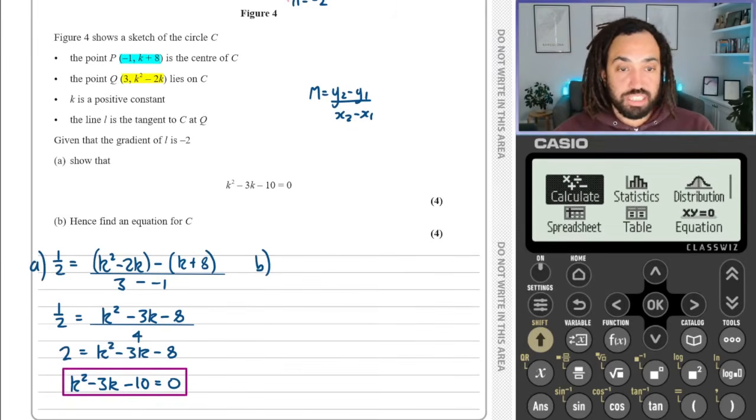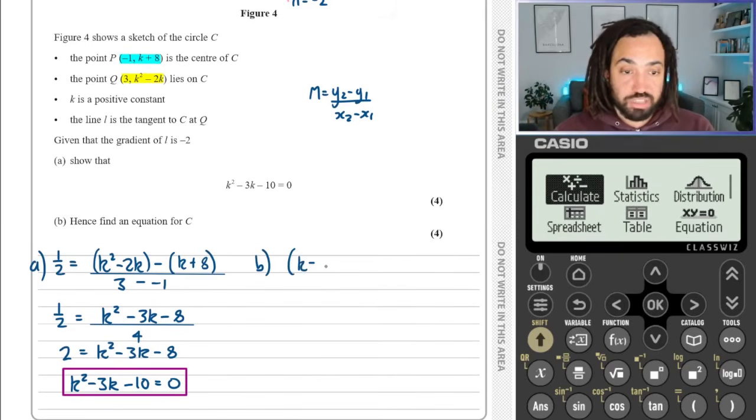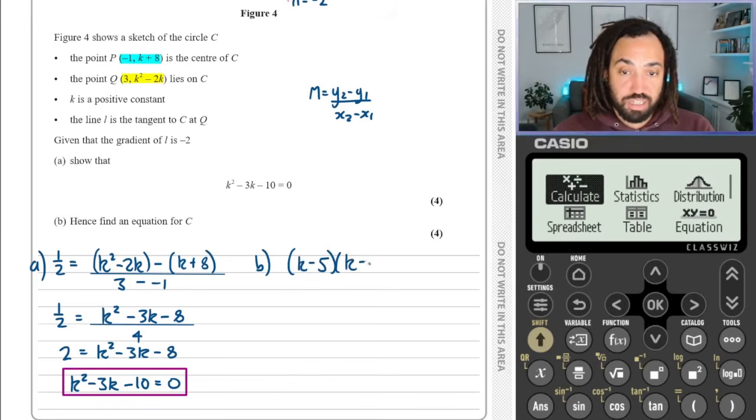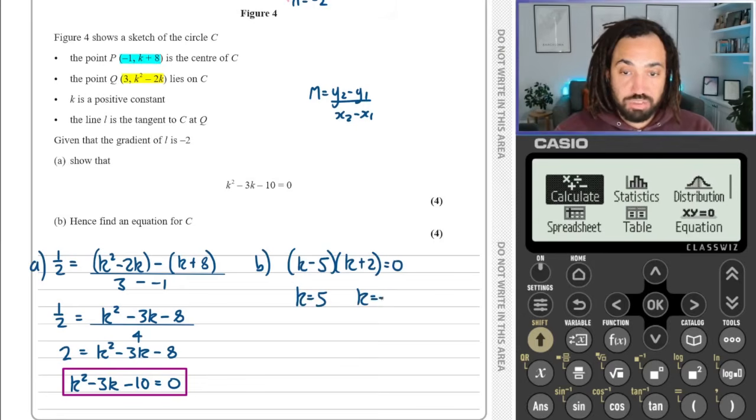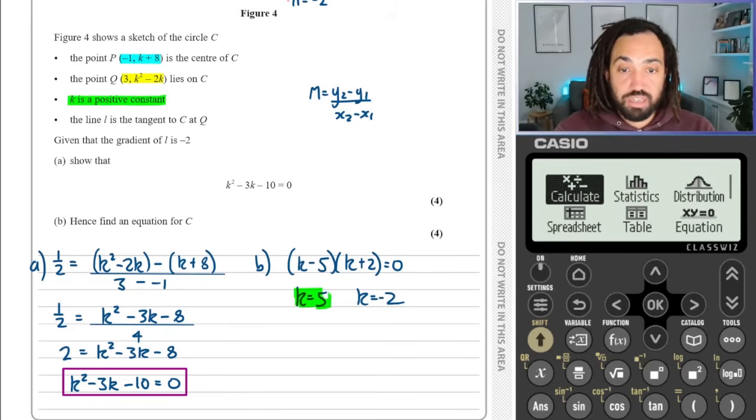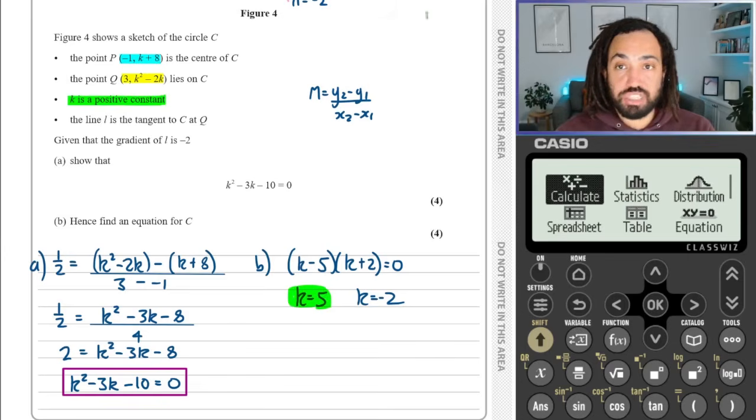Okay, so part B, it says hence find an equation for C. So the first thing we want to do is solve this quadratic, which we can do just nice and easily by factorising. Two numbers that times to make minus 10 and add to make minus 3 are minus 5 and plus 2. So k is equal to 5 or k is equal to minus 2. But it does say here nice and clearly that k is a positive constant. So this is going to be our value for k, and we're going to reject this one.